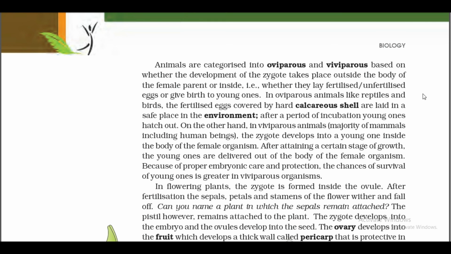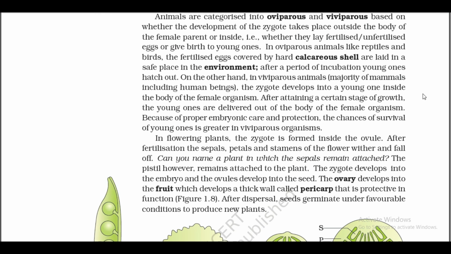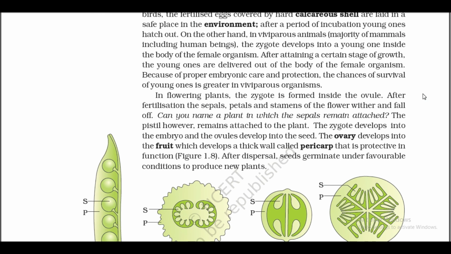On the other hand, in the viviparous animals, the majority of mammals including human beings, the zygote develops into a young one inside the body of the female organism. After attaining a certain stage of growth, the young ones are delivered out of the body of the female organism. Because of proper embryonic care and protection, the chances of survival of young ones is greater in the viviparous organisms.